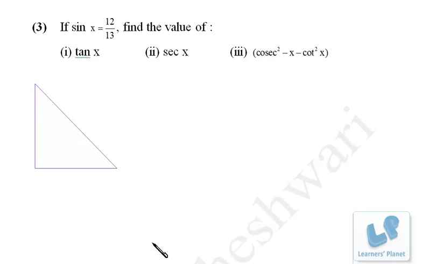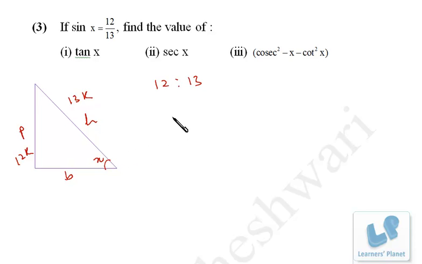Now in this question we are given sin x, so we assume this angle to be x, and this is perpendicular, this is base, this is hypotenuse, right? Now sin x is 12 by 13, so it's 12 is to 13, so we take 12K and 13K. So perpendicular is 12K and hypotenuse is 13K, right?